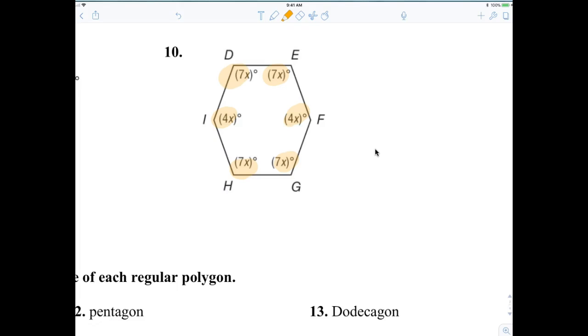It's always 180 times the number of sides. That's 720. I figured that out using the formula n minus 2 times 180. That's the sum, and I knew there were 6 sides, so 6 minus 2 times 180 is 720 degrees. Yes. And the sum of the exterior angles is always 360.